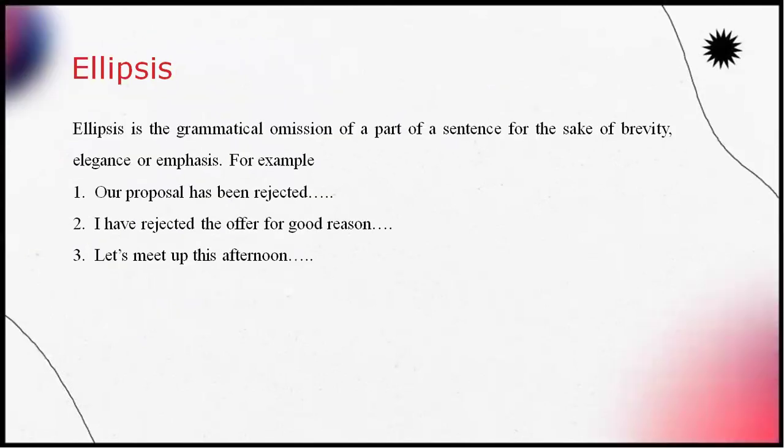Next is ellipsis. Ellipsis is the grammatical omission of a part of a sentence for the sake of brevity, elegance, or emphasis. For example, our proposal has been rejected... Dot dot dot means यहाँ पर ये जो statement है that is incomplete statement. हम ज़्यादातर इन ellipsis figure of speech का भी use written communication में करते हैं. Okay. Next is, I have rejected the offer for good reason dash dash dash. मतलब इधर reason जो है वो define नहीं किया गया है. Let's meet up this afternoon.